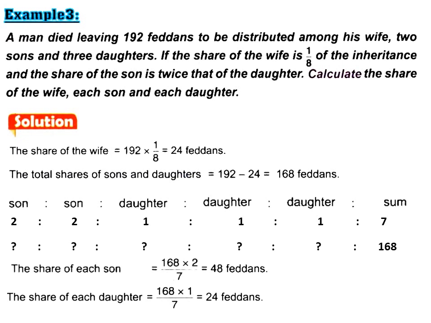By using cross multiplication, I can get the share of each son, which equals 48, and the share of each daughter, which equals 24. To check your answer, adding the shares of everyone should give the capital, which equals 192. How? By multiplying the share of each daughter, 24, times 3, because I have 3 daughters, plus 48 times 2, because I have 2 sons, plus 24, the share of the wife. By using the calculator, adding these gives me 192.